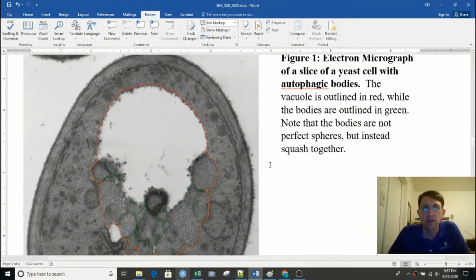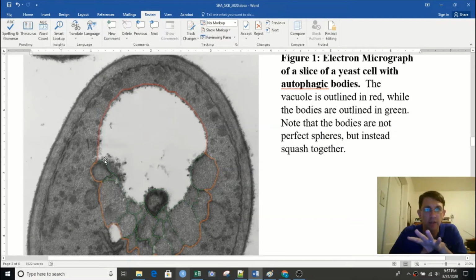I've been in communication with a bio/chemistry lab at Eastern that's trying to figure out how cells behave in response to different chemical environments. They're looking at yeast, and here's an electron microscope picture of a slice of a yeast cell. They're looking at the vacuole in the yeast cell, which is outlined in red here. Maybe it's hard to see. And then they want to know about how many autophagic bodies there are inside the vacuole, and those are outlined in green here. That might be even harder to see.